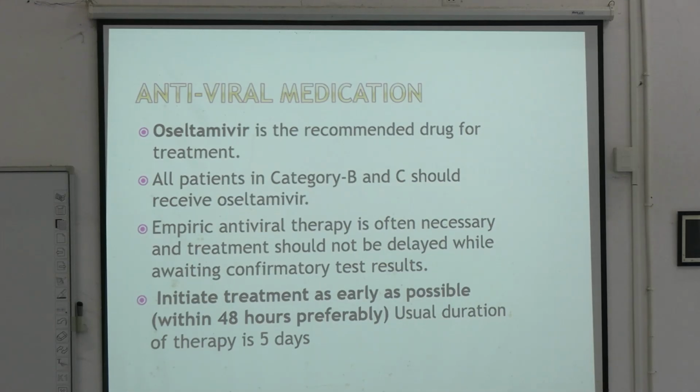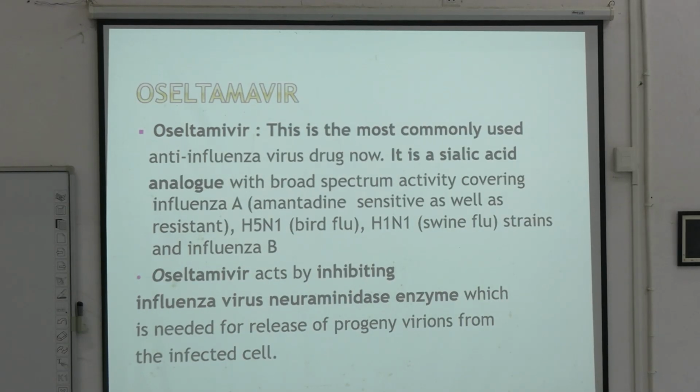Hemagglutinin and neuraminidase are the two peplomers in influenza. Oseltamivir inhibits neuraminidase; it is a neuraminidase inhibitor. It is the most commonly used drug, and it is a sialic acid analogue.